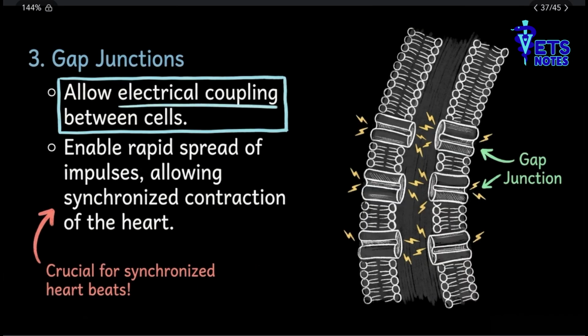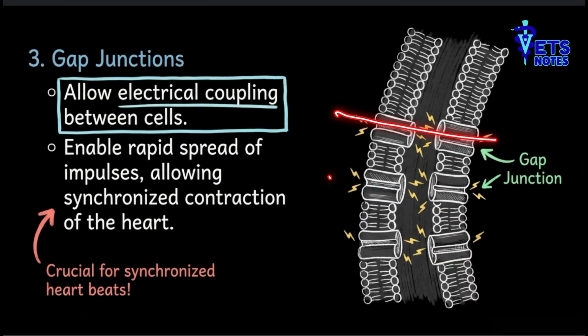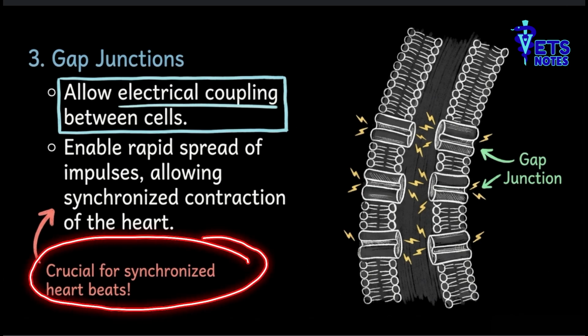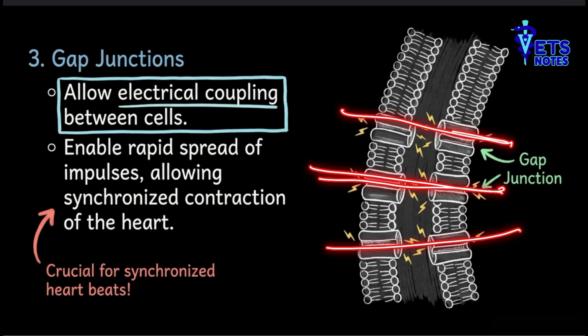You will also find the very important gap junctions. They allow electrical coupling between the cells and enable rapid spread of impulses, allowing synchronized contraction of the heart. Crucial for synchronized heartbeat, very, very important. Gap junctions form one kind of electrical synapse. They are not chemical synapses, they are electrical synapses.